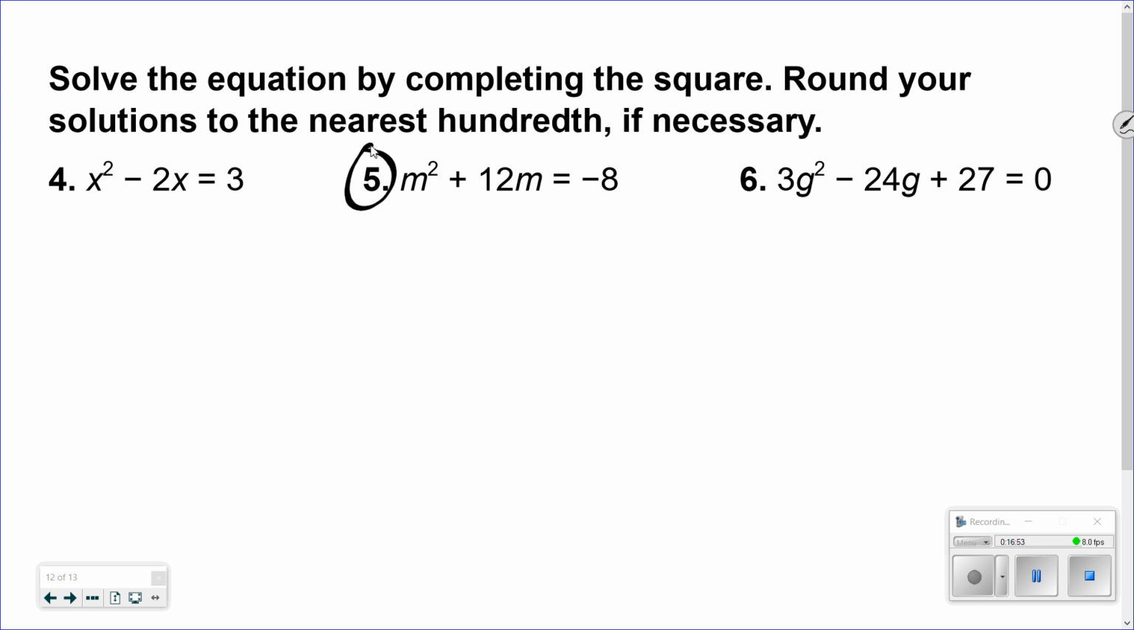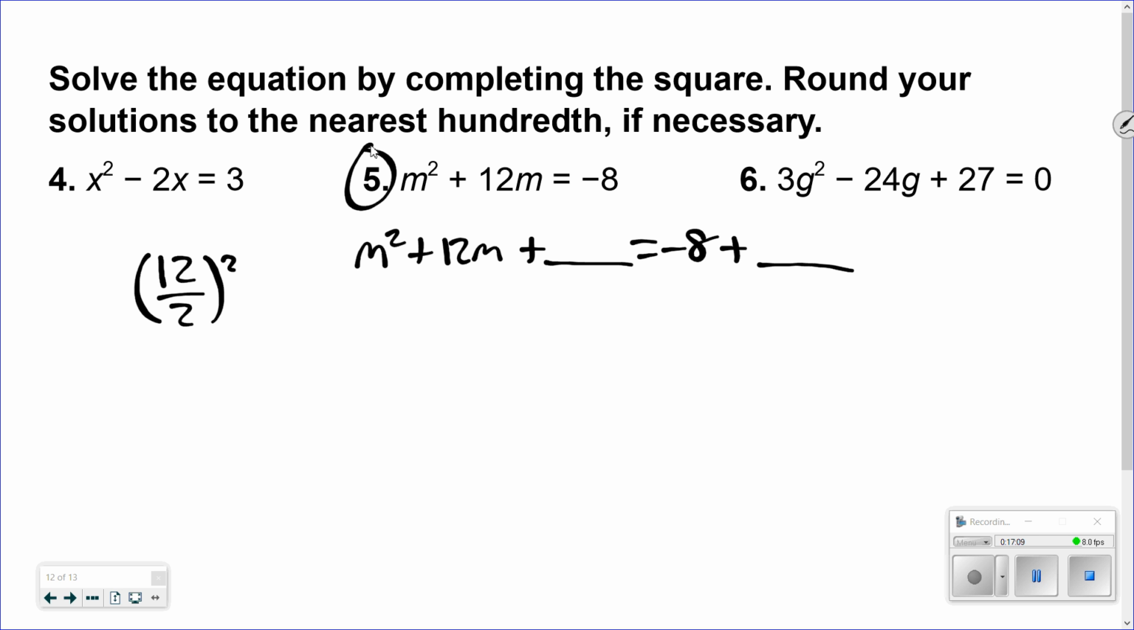So the first step's already done because the minus 8's already on the other side. But I'm just going to rewrite it to leave some space there. Okay, complete the square. I take half of 12 and square it. That'd be 6. So 6 squared is 36. Got to have 36 there.